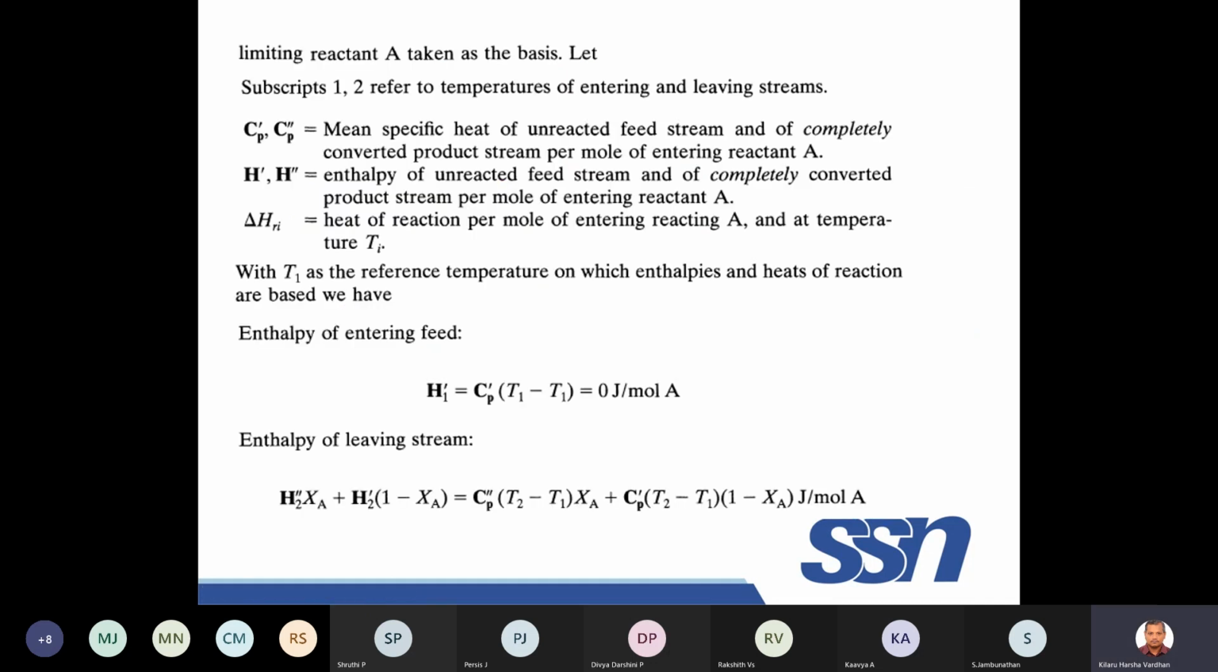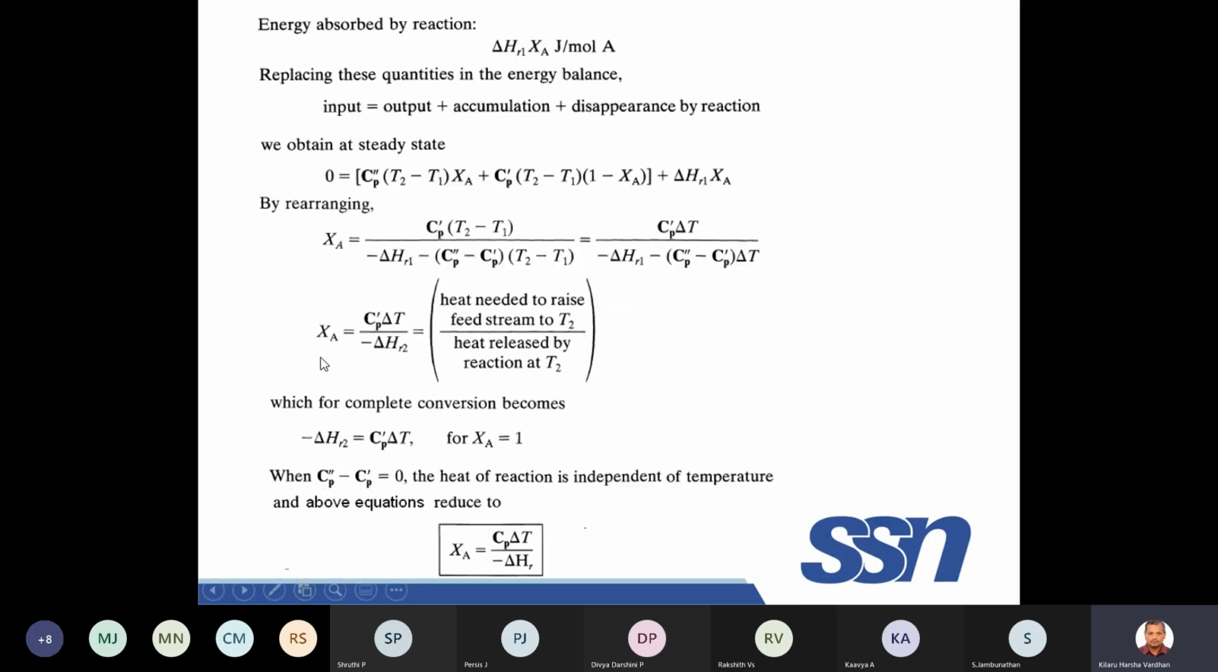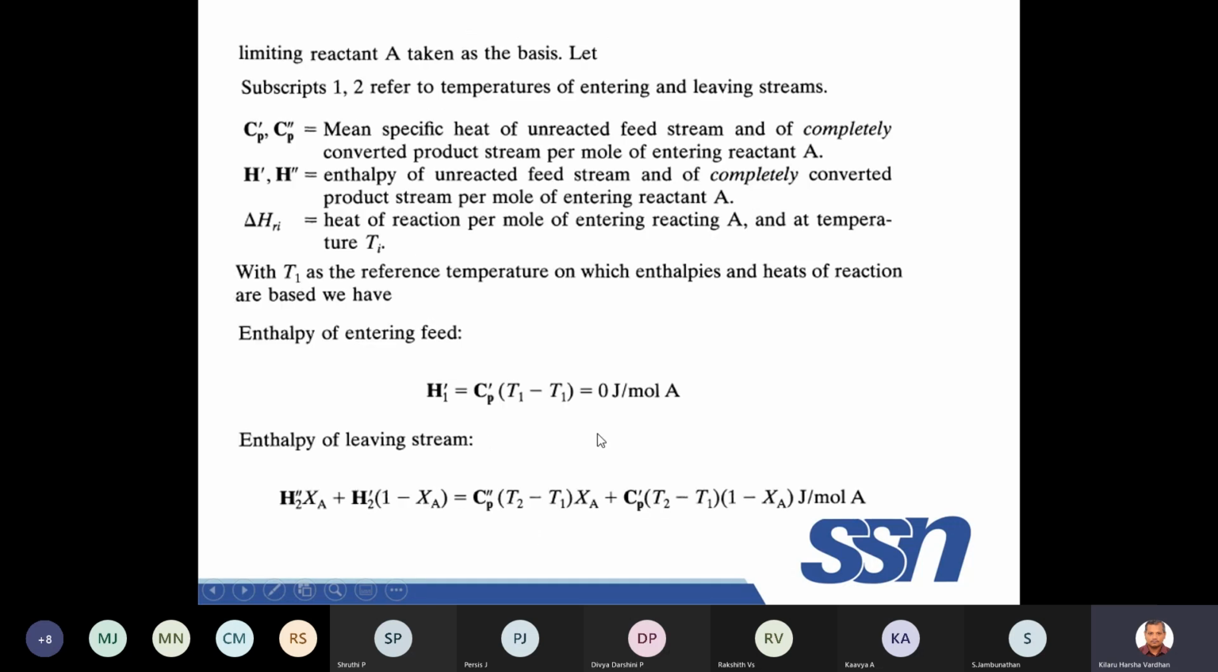Then we saw this derivation. We are doing an energy balance. Input is output plus accumulation plus disappearance. Accumulation is not there because we are going for a steady state. Input enthalpy is 0 because the reference temperature is 25, which is the standard, and if the temperature of the entering feed is also 25, then it becomes 0. If your entering feed has some temperature other than 25, then this will have some value, right? Keep remembering that.